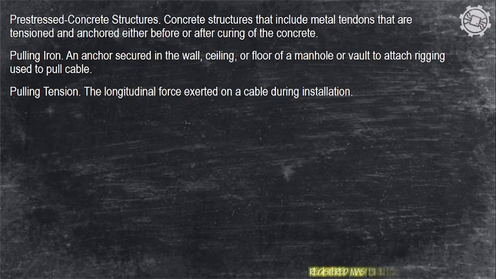Prestress concrete structure. Pulling iron: an anchor securing in the wall, ceiling or floor of a manhole or vault to attach rigging used to pull cable. No? So for cable pulling, we will use pulling iron. Pulling tension: the longitudinal force exerted on a cable during installation.